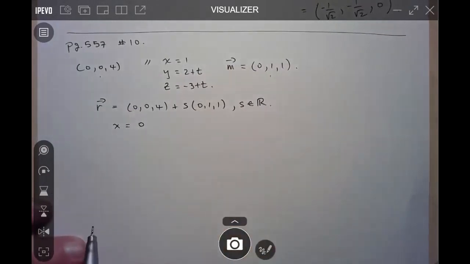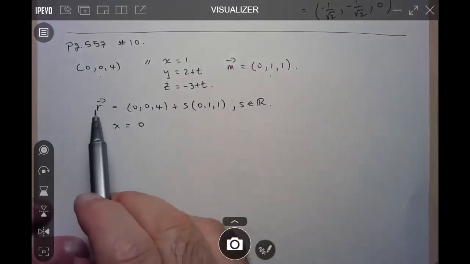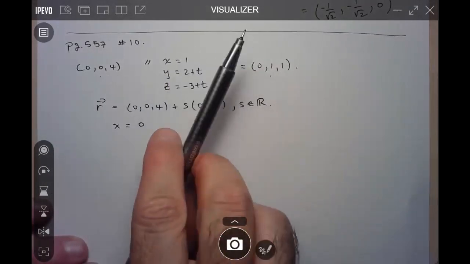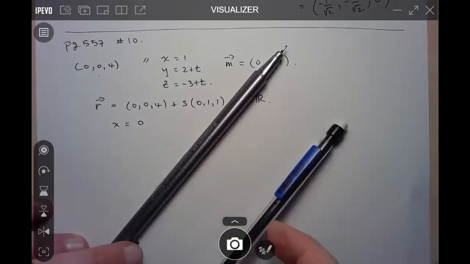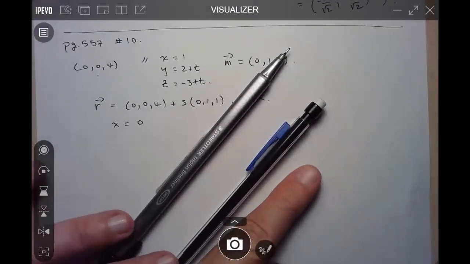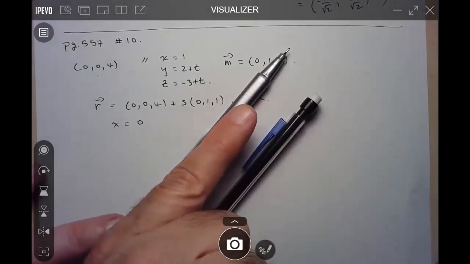Oh, somebody asked how I got 0, 1, 1, so let's just take a look. Remember what I'm looking at. The line I'm looking for is parallel to this line here. That means if I've got these two lines that are parallel, whatever the direction vector is to one line can also be used as the direction vector to the other line.